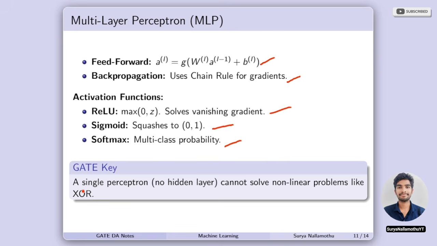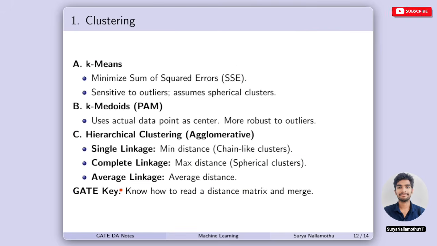The key point is that a single perceptron has no hidden layer and cannot solve non-linear problems like XOR. So XOR gate problems need to be solved by applying multi-layer perceptrons. Because the single layer perceptron has no hidden layers, we can't solve that. That's why the multi-layer perceptron definitely solves the XOR conditions. This is how we apply multi-layer perceptrons.